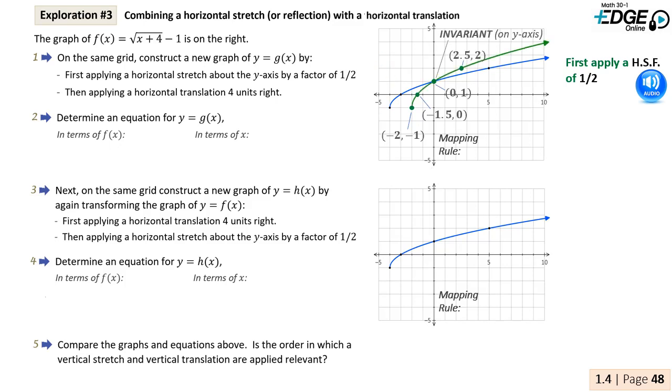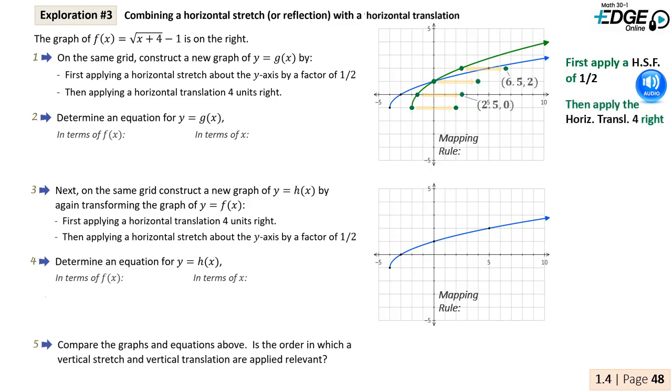After multiplying each x-coordinate by 1/2, we will now add 4 to each x-coordinate to shift the graph right. Our mapping notation shows that (x, y) became (1/2 x + 4, y). This respects the order of operations. We multiplied by 1/2, then we added 4.